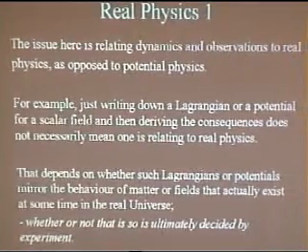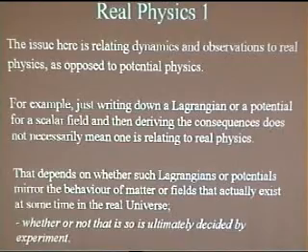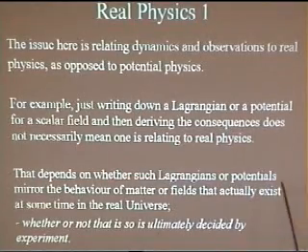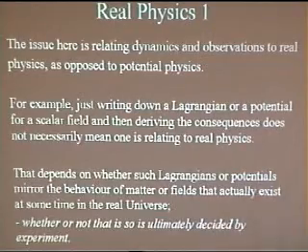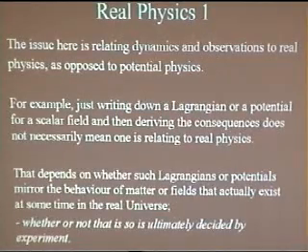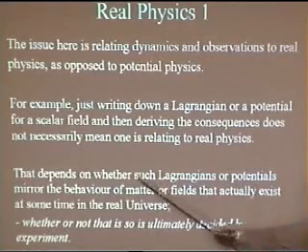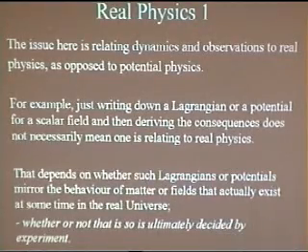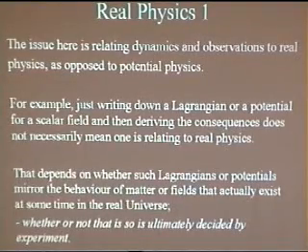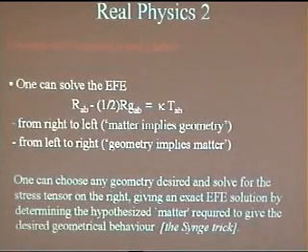We need to relate to real physics, relating dynamics and observations to real physics as opposed to potential physics. For example, just because you write down a Lagrangian or potential for a scalar field and then derive the consequences does not necessarily mean one is relating to real physics. But that seems to be the attitude. Write down a Lagrangian and it's real physics. This depends on whether such Lagrangians or potentials mirror the behavior of matter or fields that actually exist at some time in the real universe. And whether that is so or not is determined by experiment.